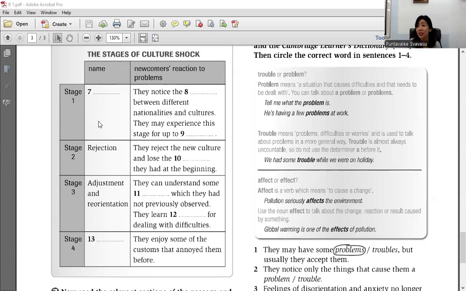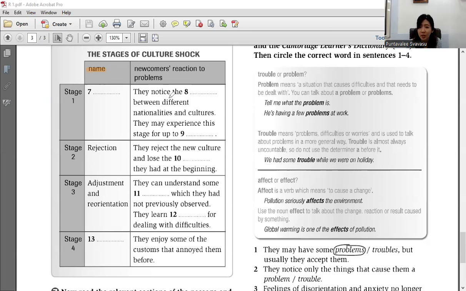So let's have a look at the keywords first. These are the keywords that you should have in order to find it, in order to scan the text. For number 7 and 13, you try to find the name of it, like the name of the stage. For 8 to 12, it's like a sentence. So it's very similar to true, false, not given, where you focus on the sentence level.